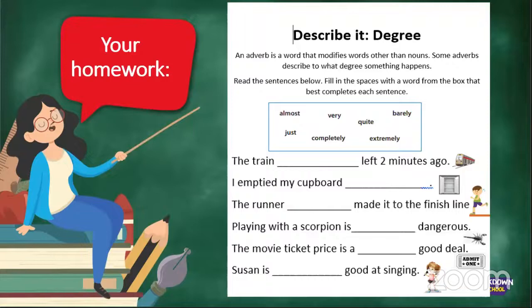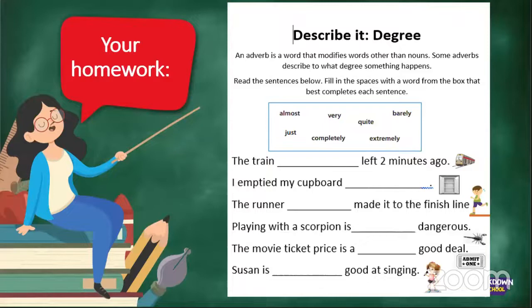Okay, this is your homework. It's a worksheet on adverbs of degree. What I want you to do is read the sentences and write the answer in the right sentence. The words that you can use are almost, just, very, completely, quite, extremely, and barely. Now you'll see there are 6 sentences, but there are 7 words. So you can choose 6 of those words to put in the right sentence.